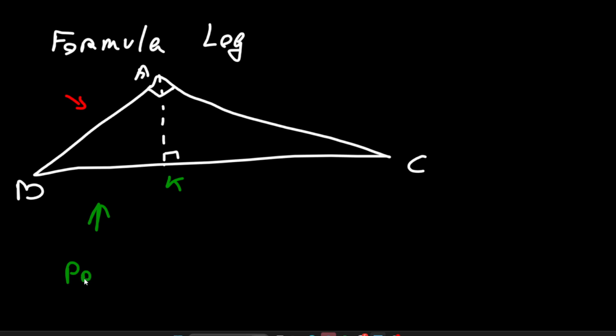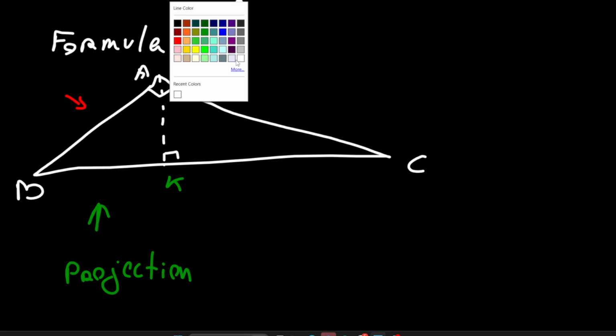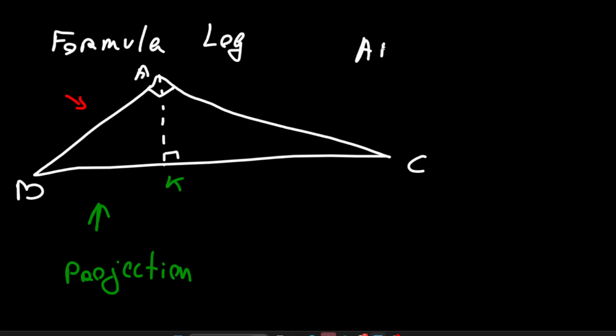Projection. I don't know, I think this is the term in English too. Let's call it projection. Now, we do have a theorem of a leg, which tells you that AB to the second power, which is our leg, is going to be equal to BK, which is our projection, times the whole hypotenuse. Now, AC to the second power also is going to be equal to its projection.